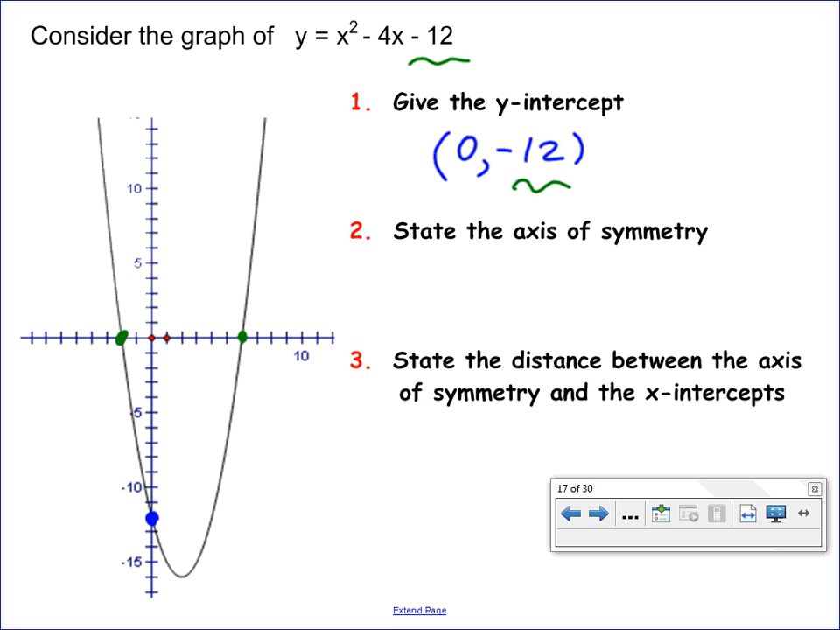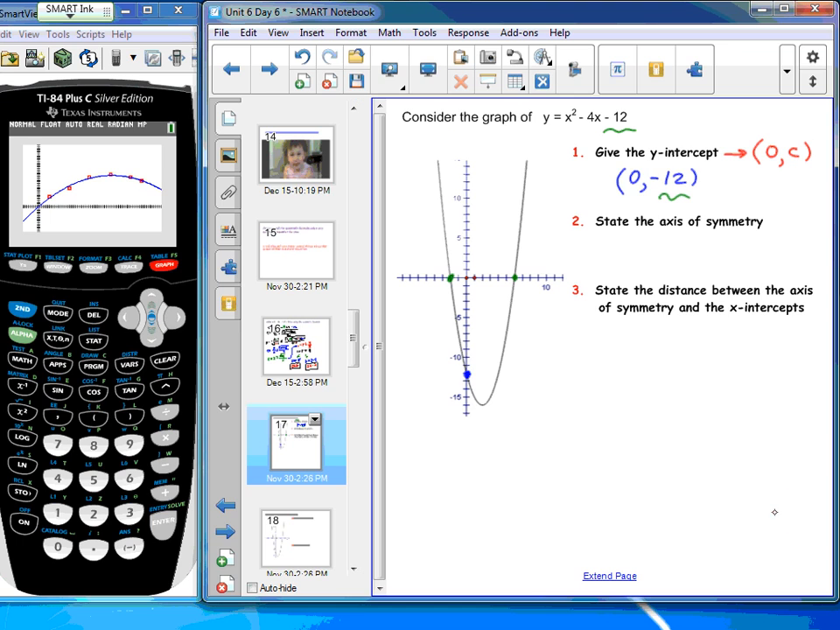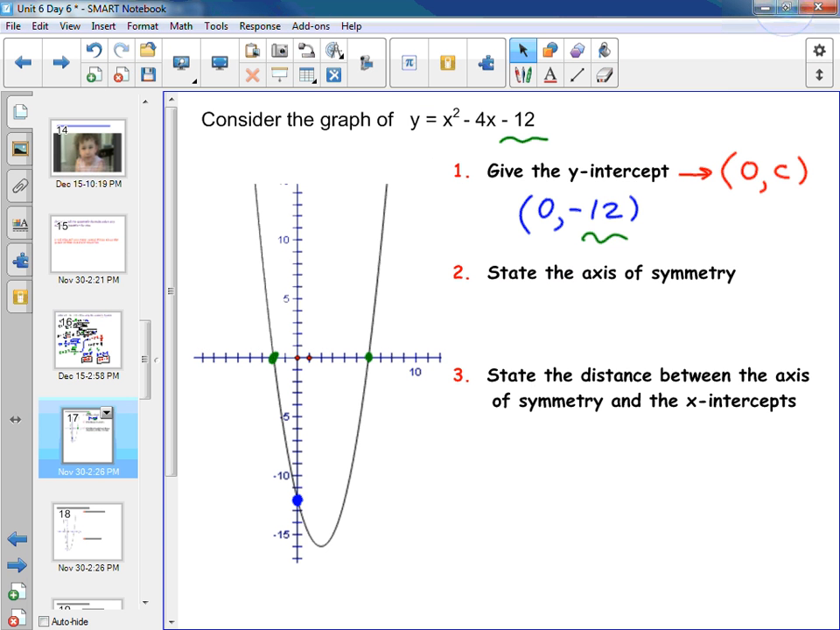And so in general, the y-intercept of my quadratic equation, the y-intercept of my parabola rather, is given by 0 comma c, so long as I'm in standard form, ax squared plus bx plus c. Next, state the axis of symmetry. Well, the axis of symmetry is the vertical line that divides my parabola into 2 equal left-right halves.